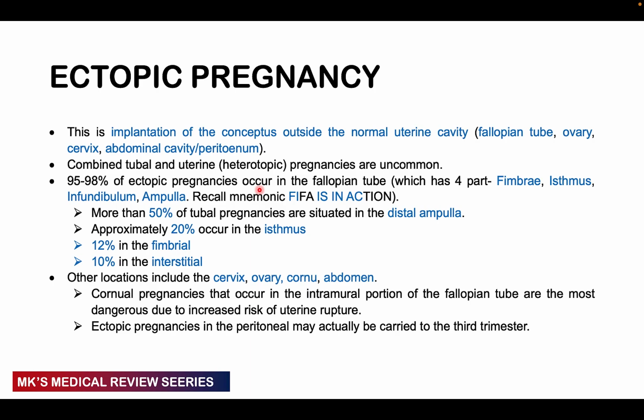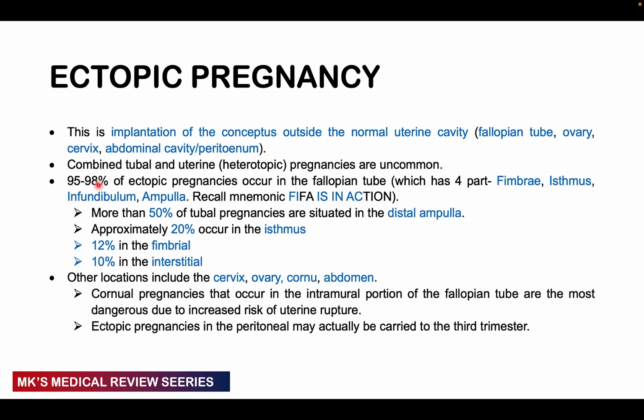Sometimes you may get a pregnancy embedding itself within the uterine cavity, and then another pregnancy outside the uterine cavity. You call that a heterotopic pregnancy. These are quite uncommon, but they do happen in a few selected cases. In about 95 to 98%, most of these are going to be occurring in the fallopian tube.